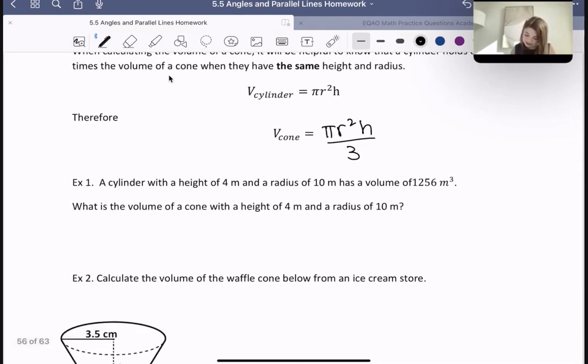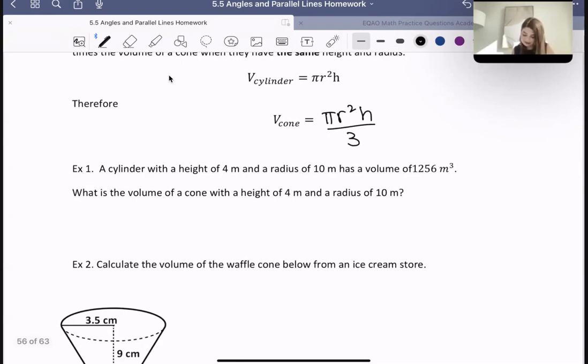So here we have example 1, and it says that a cylinder with height 4 and radius 10 has a volume of 1,256 meters squared. What is the volume of a cone with those same dimensions? So for this one, we don't actually need to know the dimensions. All we need to know is that the cylinder with the same height and the same radius is 1,256 meters cubed. So all we must do is divide this by 3 to get the answer for a cone. So let's grab our calculator again.